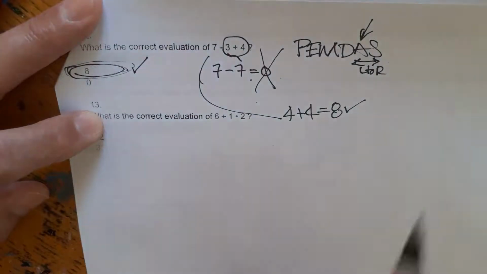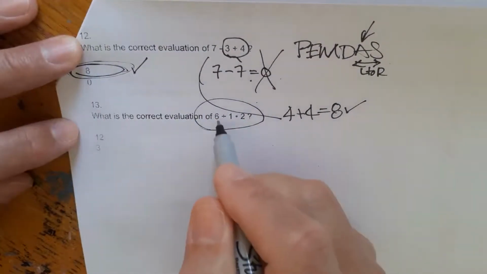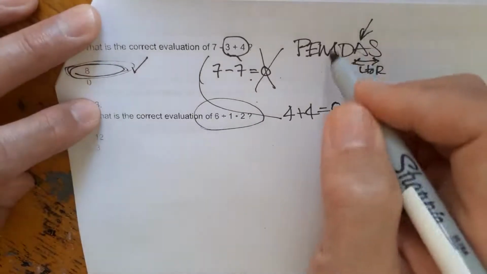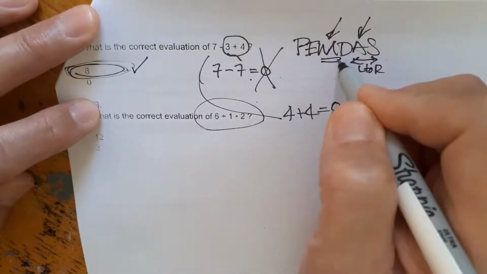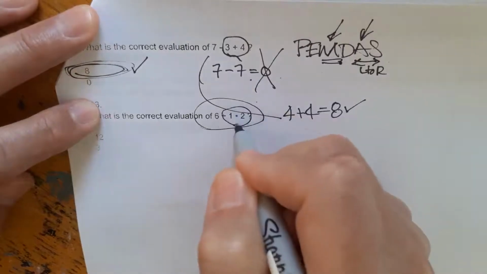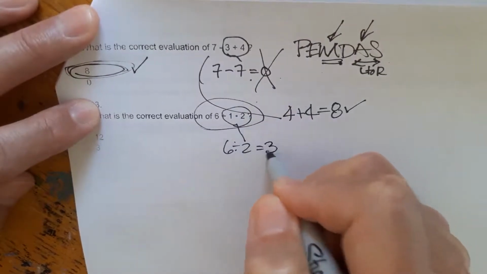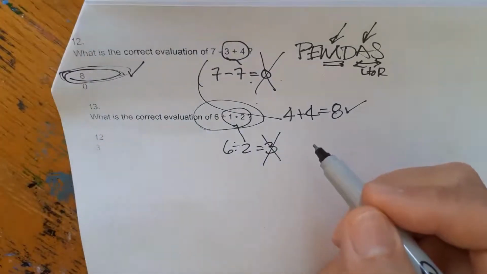Okay, so let's do it wrong again here. 6 divided by 1 times 2. Go back to PEMDAS. Because the multiplication is first, the wrong application of this would be multiplication first. 1 times 2 would be 2. 6 divided by 2 would equal 3. Wrong. That's the wrong answer, you guys.